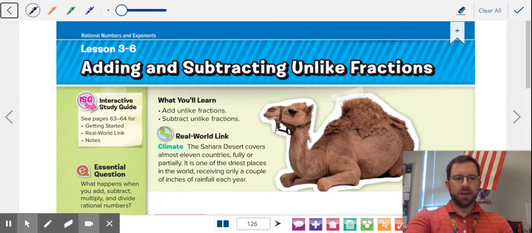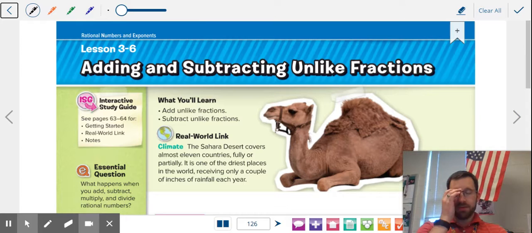This is the final lesson of Unit 3, Rational Numbers. Today we're going to be tackling adding and subtracting unlike fractions. This is probably the toughest topic. It takes a little bit of time to do each of these problems, usually, not always. But unlike fractions are fractions that do not have the same denominator. So when you have fractions that don't have the same denominator, you cannot add or subtract them until you find a common denominator, okay?